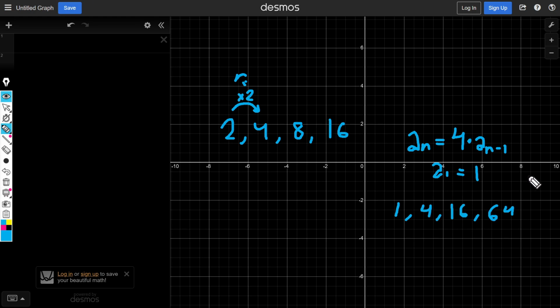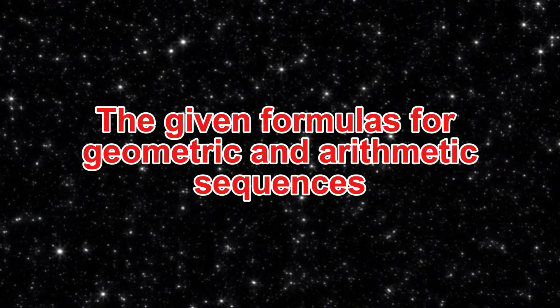It's going up exponentially, which normally sequences definitely tie into exponential functions, but we're saving that for another video. That's a whole different thing. But that would be the difference between geometric and arithmetic.